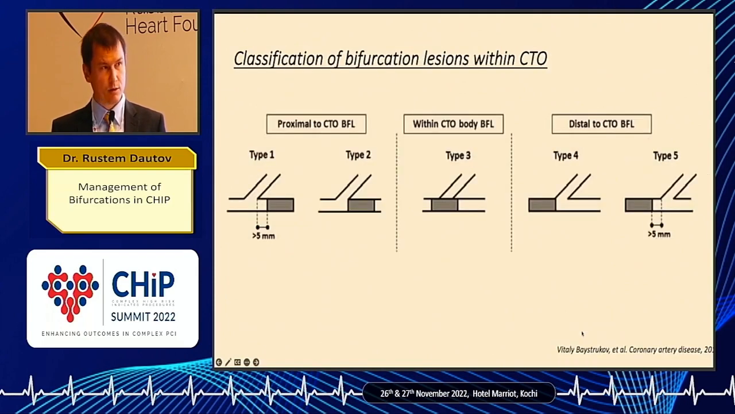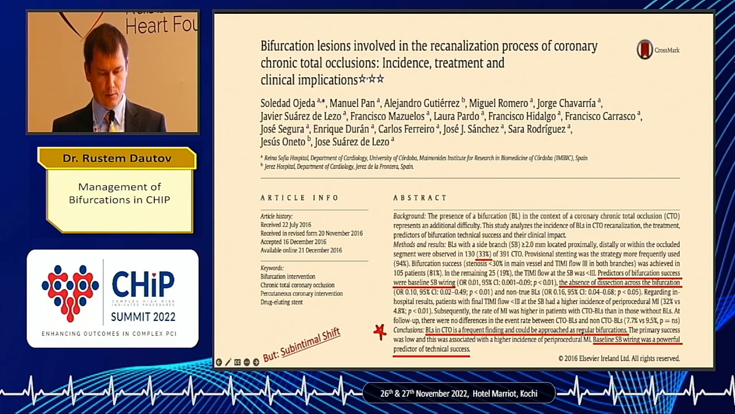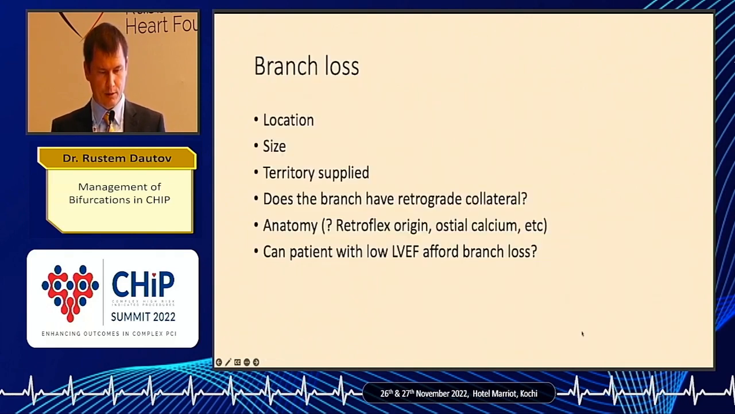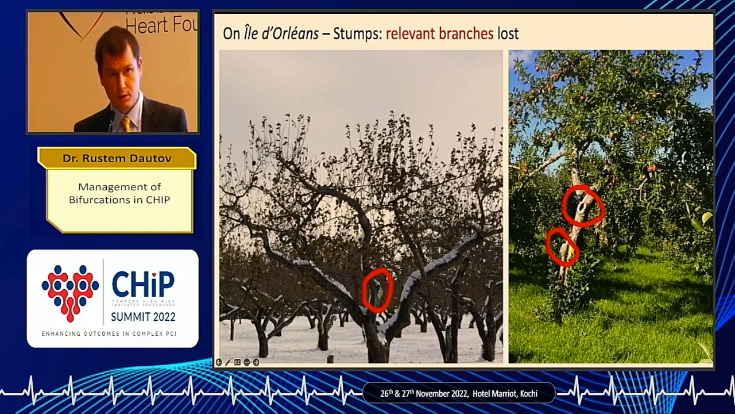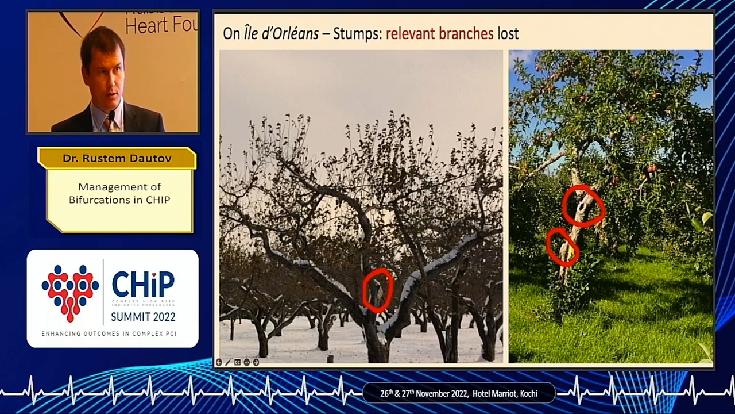I like this classification when you talk to your colleagues about the bifurcation in CTO, depending on where it is located. And the most important thing in bifurcation in CTO in complex cases is the presence of a wire in your side branch. It's a powerful predictor of success. What happens if a branch is lost? It obviously depends on the size of the branch, on its relevance. Is it important? Can the patient with low ejection fraction tolerate this during your procedure or even in long term? And back to my original slide, sometimes branches are not important, nothing will happen, but sometimes they could have long-term consequences.